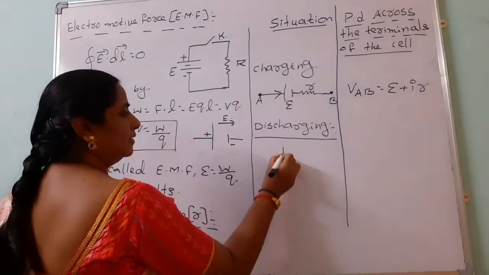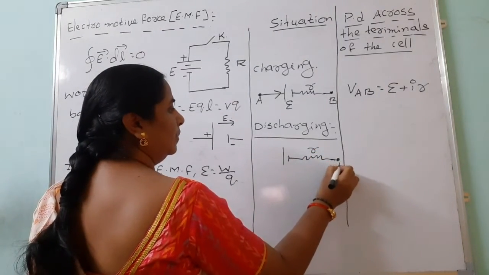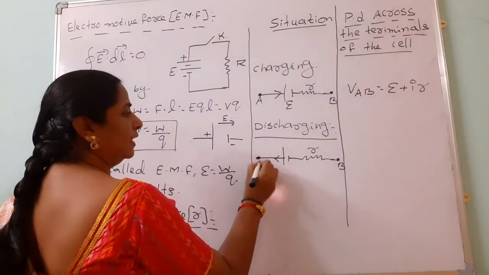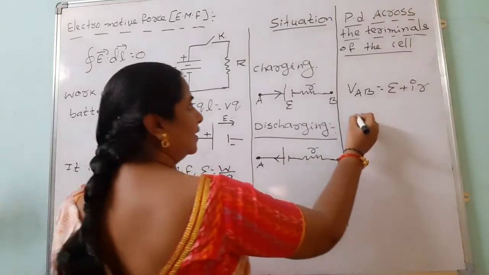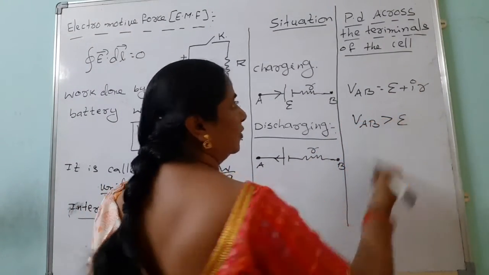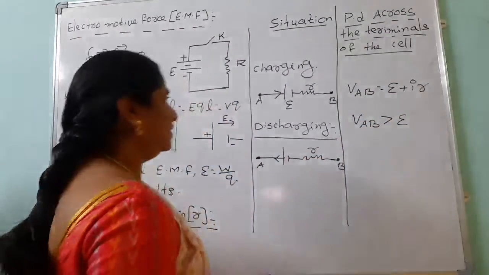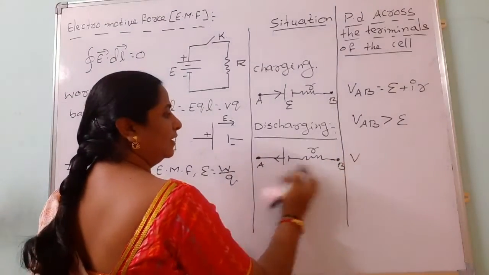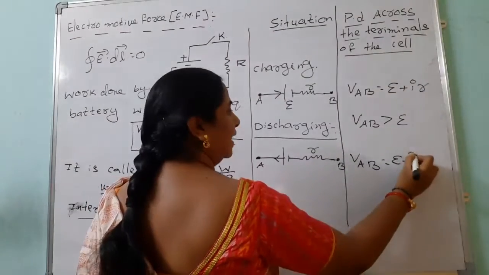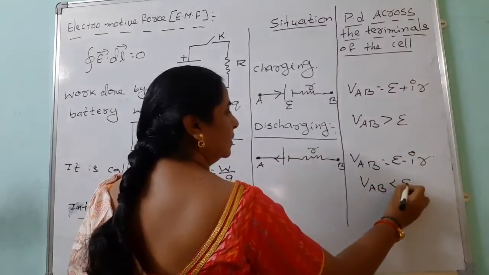Discharging means the arrowhead is away from the positive charge, with resistance R between the points A and B. In the charging case, VAB is greater than the electromotive force epsilon, because VAB equals epsilon plus IR. In the discharging condition, the potential difference across it is VAB equals epsilon minus IR, so VAB is less than epsilon.